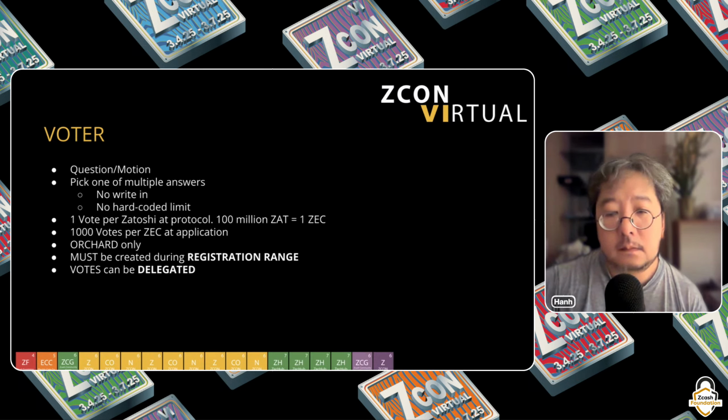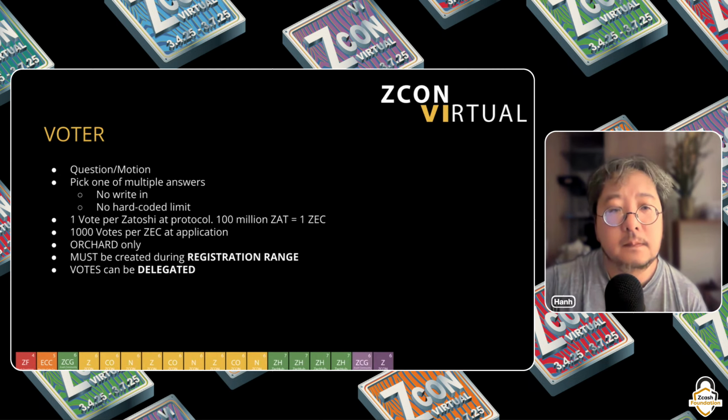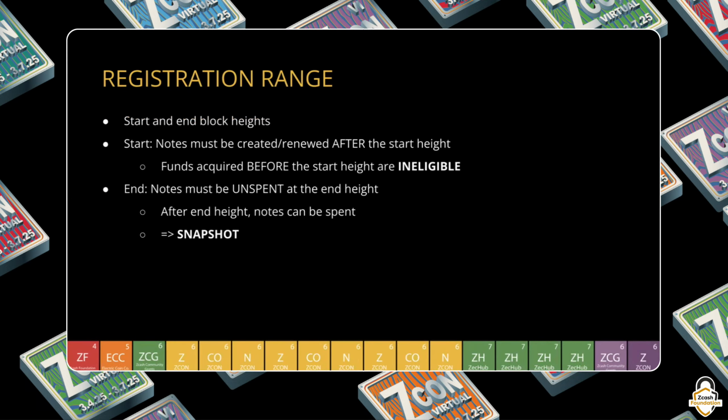All right. So that's it for this. Okay, next. Actually, I talked about that, so let's repeat that quickly. We have a start and end block height. The notes have to be created after the start height. Right? So the point here is that if the start height is 1 week ago, you cannot vote with coins that you received 2 years ago.